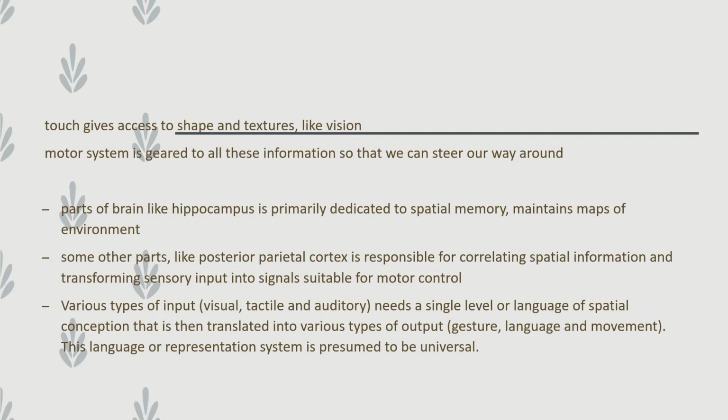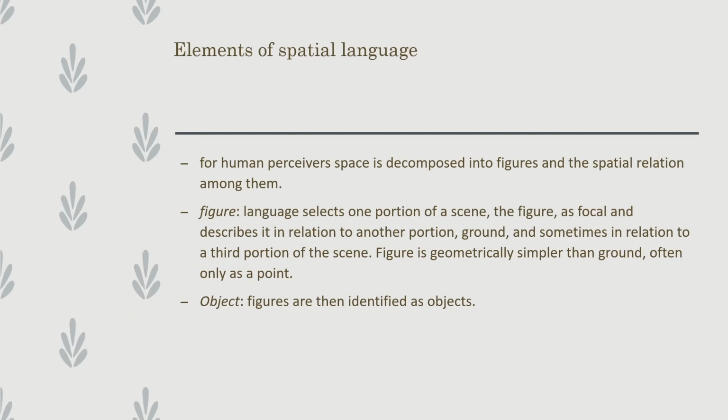Similarly, parts of the brain like the hippocampus are dedicated to spatial memory. The hippocampus is the domain in the brain that maintains a map of the environment. That is why if we have been to one place and we have already created a map in our head, next time we do not have to learn it anew. So, there is already a mechanism in place. Similarly, there are many other brain regions that are responsible for processing this information.